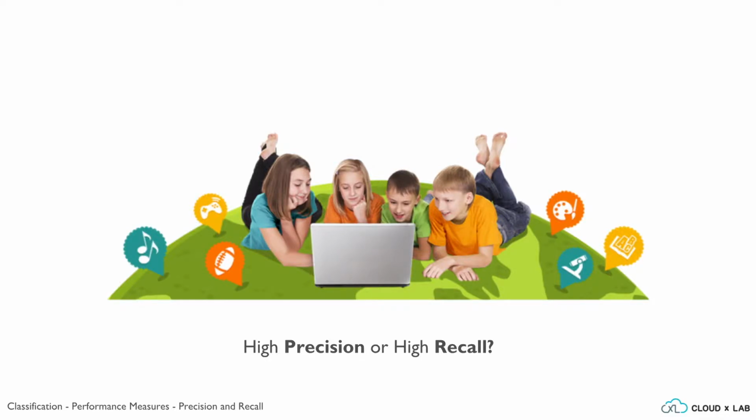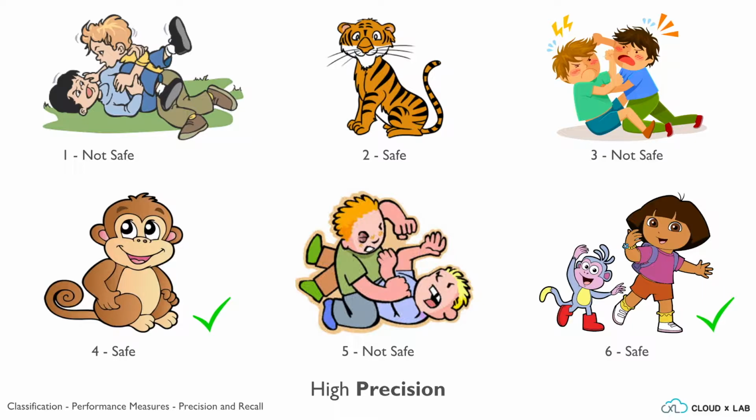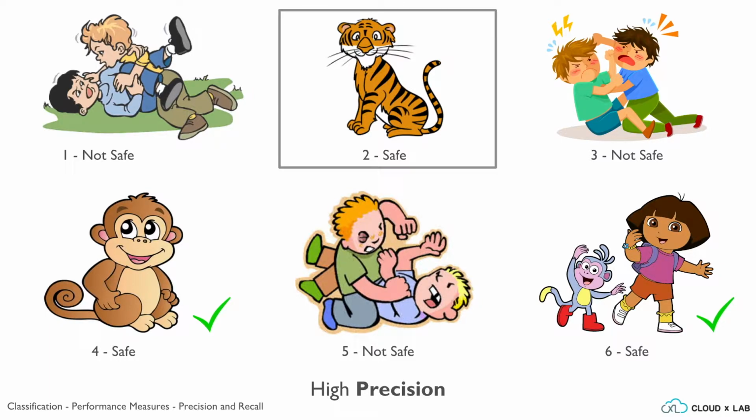Let's see some examples. Say we have to build a model which detects if a video is safe for kids or not. Would you prefer this model to have high precision or high recall for this task? Just take a moment and think what will be the meaning of high precision and high recall. High precision means if the model classifies video 4 and video 6 as safe for kids, they are actually safe for the kids. In high precision, we are okay if the model is not able to classify video 2 as safe for the kids, but whichever video it classifies as safe for the kids, they're actually safe.